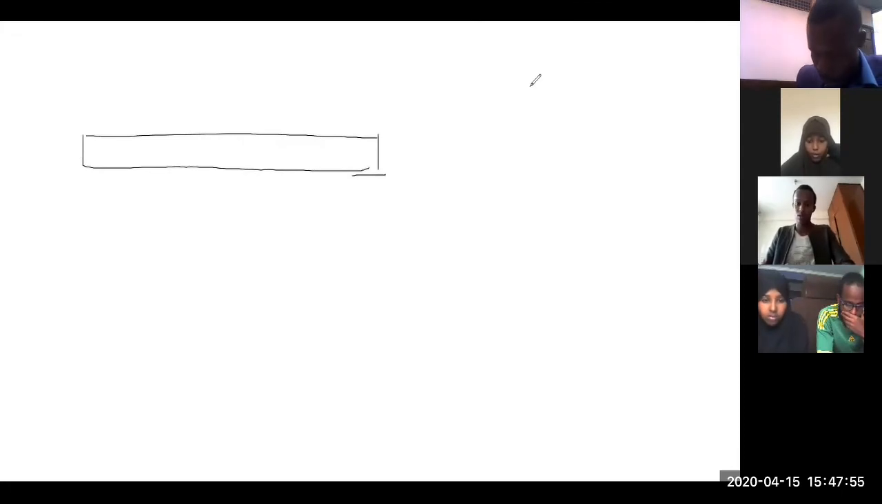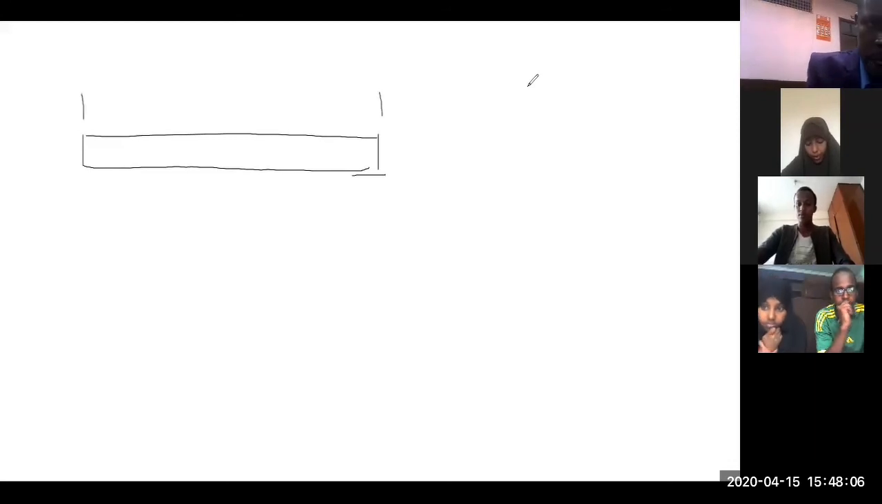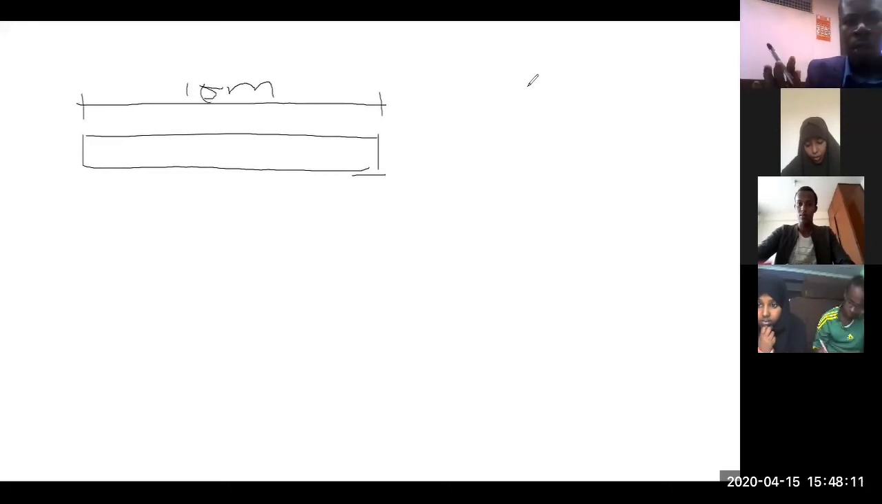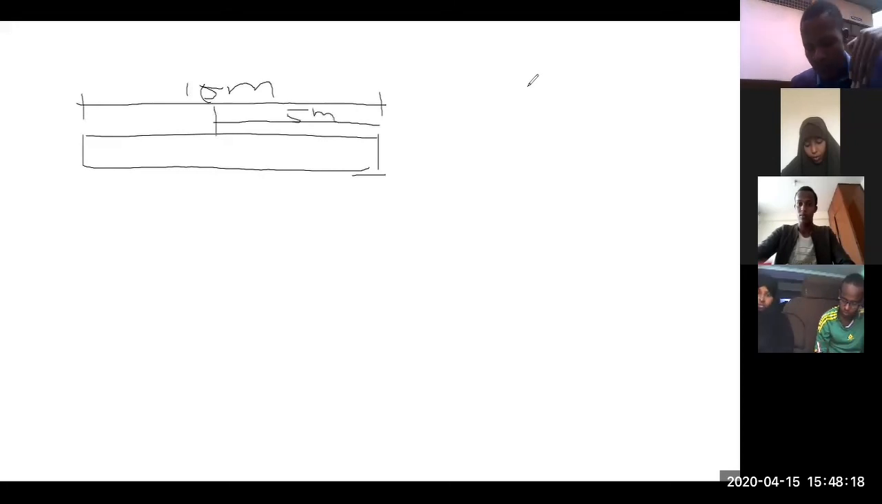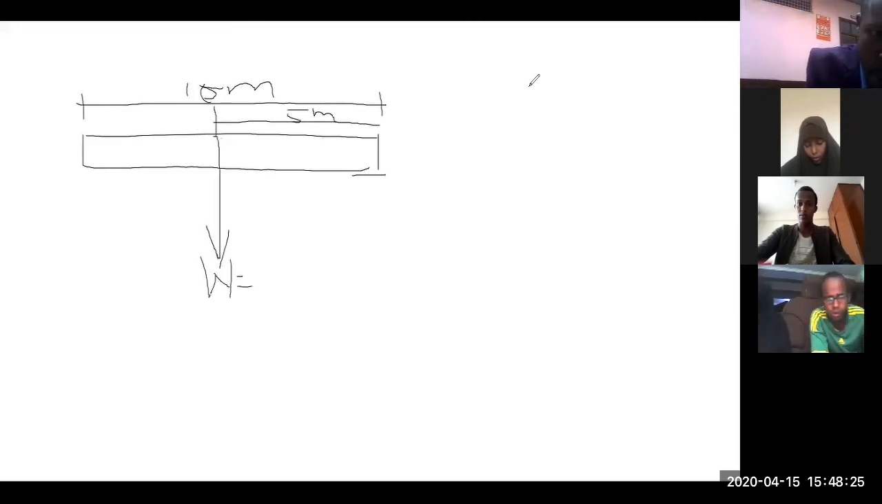Now, the plank has some weight, so the weight is not negligible. And we know the weight always acts at the center. We're told the total length from end to end is 10 meter, so it means 5 meter from either end, the weight is going to act because the COG acts at the center. So the weight W acts at the center, and that weight is 500 Newton.